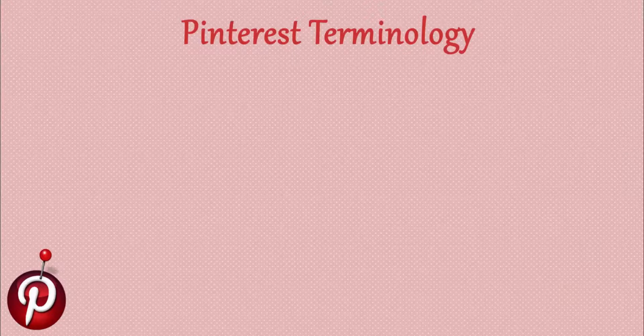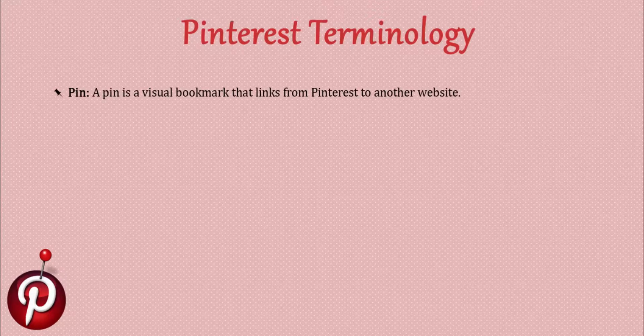Now, before moving forward, let us understand the different terminology for the Pinterest platform. What is a pin? A pin is a visual bookmark which links Pinterest to other websites. These visual bookmarks are basically images that can be linked on your Pinterest profile from other websites, from an offline device, or from anywhere a visual medium is available on the internet.